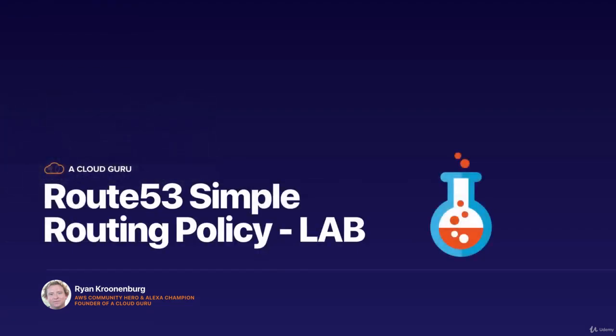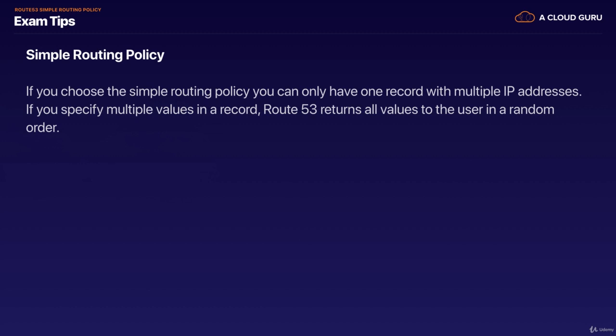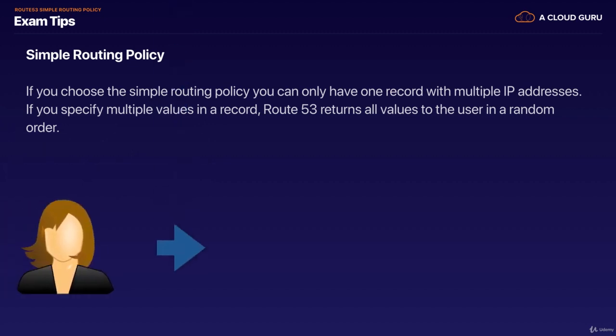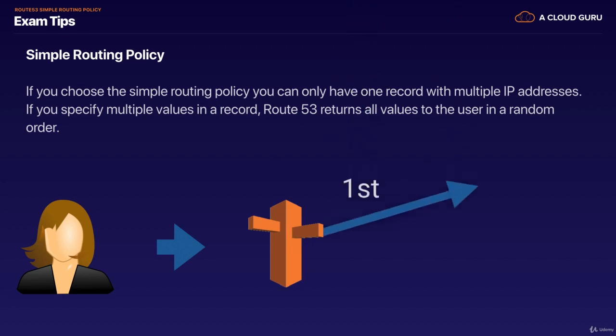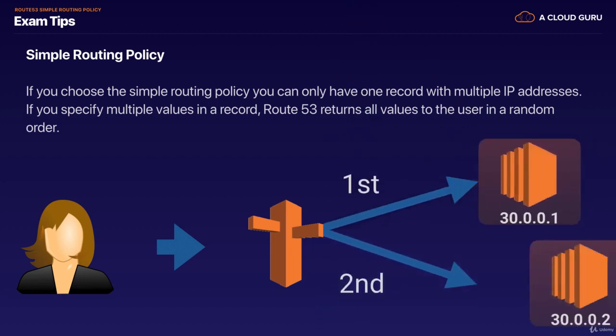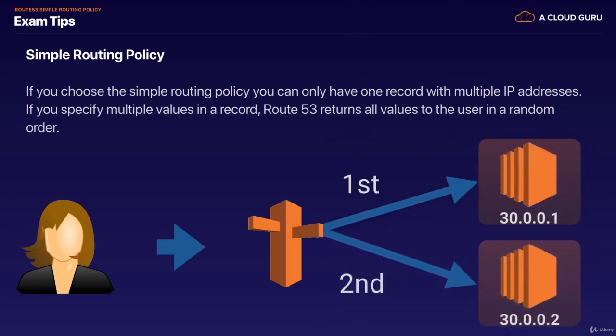In this lecture we're going to look at our simple routing policy. Simple routing policy is basically where you can only have one record with multiple IP addresses. If you specify multiple values in a record, Route53 returns all values to the user in a random order. So we've got our user making a DNS request to Route53, and we've got two IP addresses in here. Our first is 30.0.0.1, our second is 30.0.0.2, and basically Route53 just picks these in random order. Let's go over to the AWS console and see this in action.